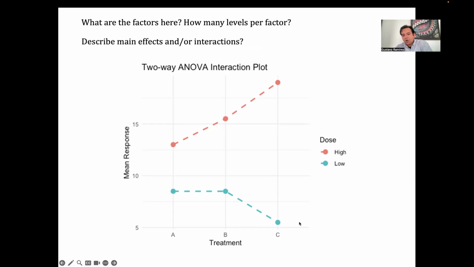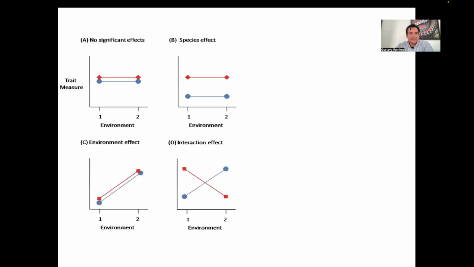Again, moving over from B to C on treatment gives us lower values for the low dose and higher values for the high dose. So I think again, the fact that differential outcomes emerge by switching levels of one factor means that there's an interaction, basically. So that's how I would interpret that one.